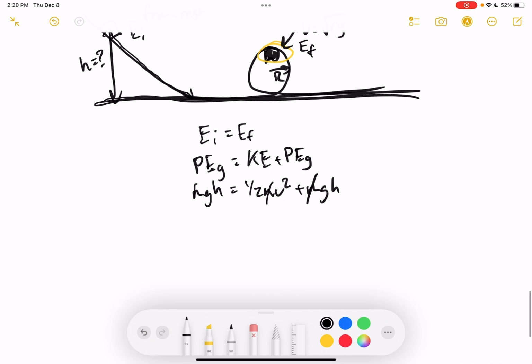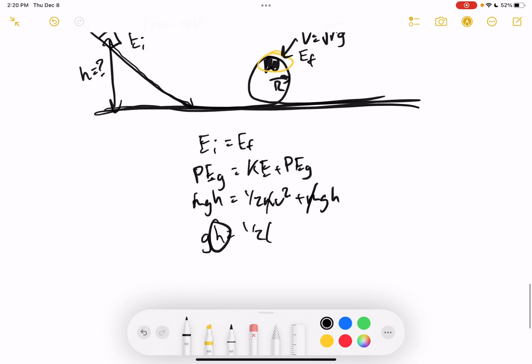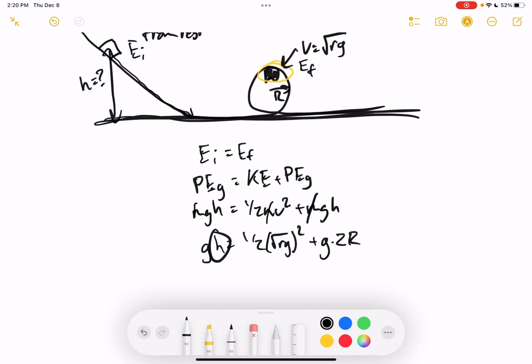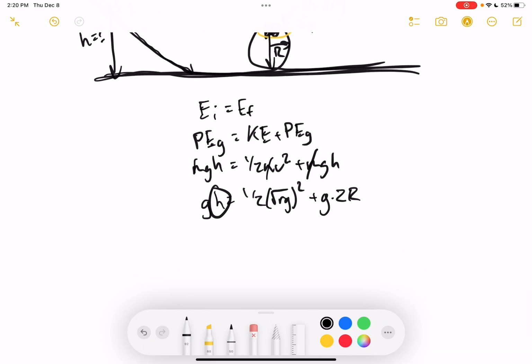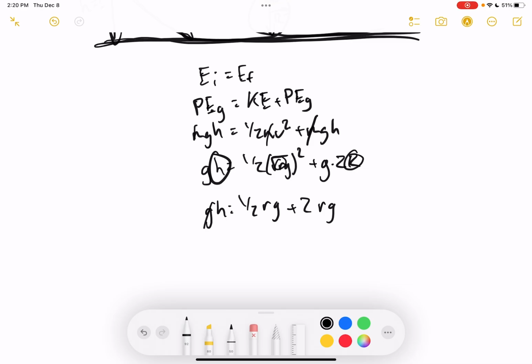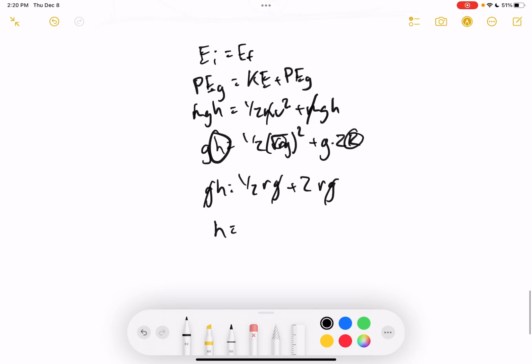All the m's cancel, so I'm left with gh. Remember, this h is what I'm trying to solve for, equals 1/2 times root rg squared plus g times h. Now this h here has to be 2r because that's the height of my spot there. So I have gh equals 1/2 rg plus 2rg. The r and this r are the same thing. The g cancels out of everything, so I'm left with h equals 1/2 r plus 2r, which equals 5r over 2.